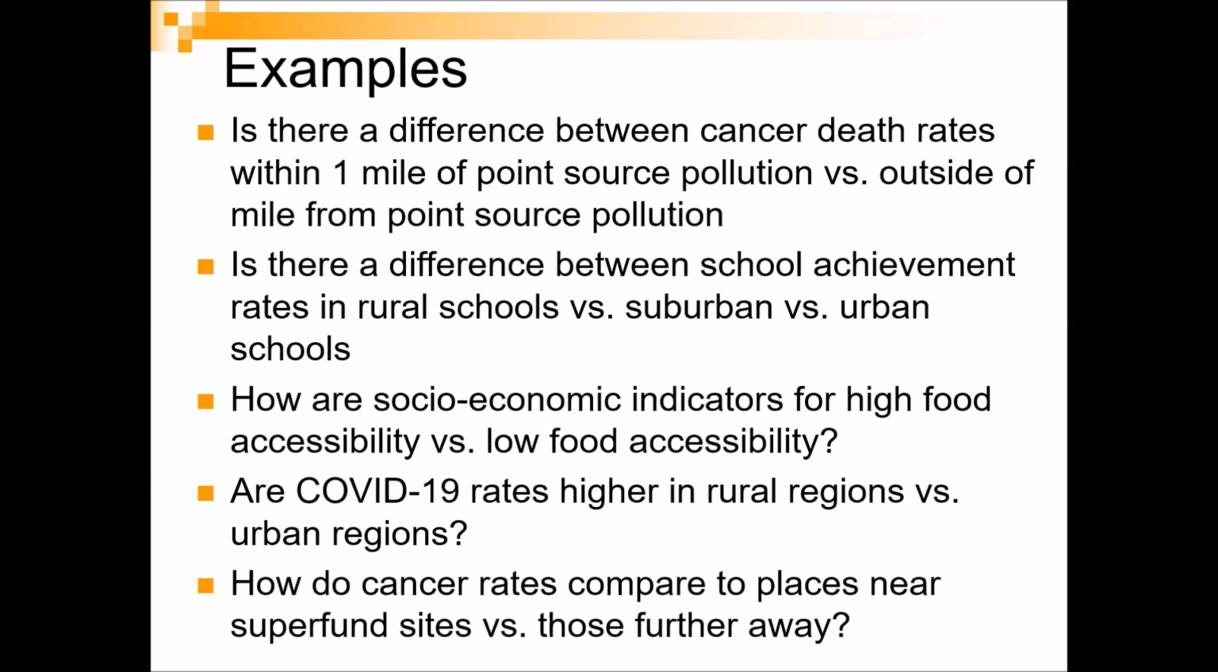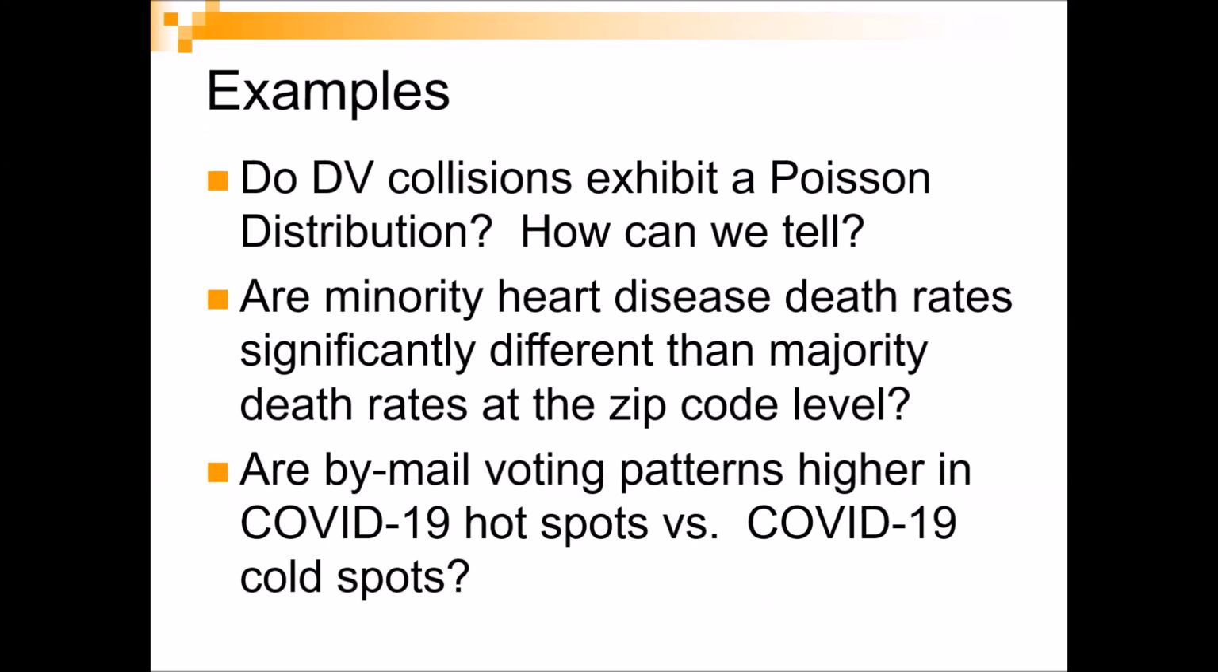What's the definition of rural, first of all? 15 different definitions. But we're going to pick a really general one. And then how do cancer rates compare to places near Superfund sites or brownfield sites versus those further away? I got lots of examples. Do deer vehicles exhibit a Poisson distribution? How can we tell? This is just kind of what we looked at. Are minority heart disease death rates significantly different than majority death rates at the zip code level? Or are by-mail voting patterns higher in COVID-19 hotspots versus COVID-19 cold spots?